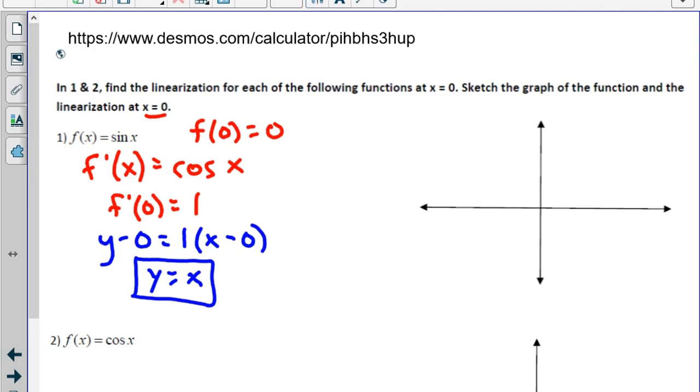So if we graph sine of x, if we graph our linearization, it should look something like that. So that's the equation of the tangent line at x equals 0. It's the line y equals x. Notice that if I zoomed in really close, for some values of x, it's going to look very much like the graph of the function.